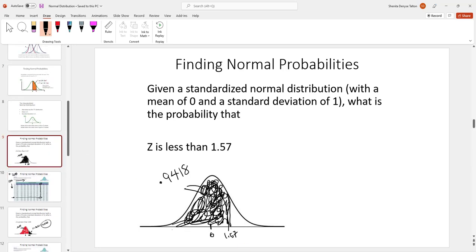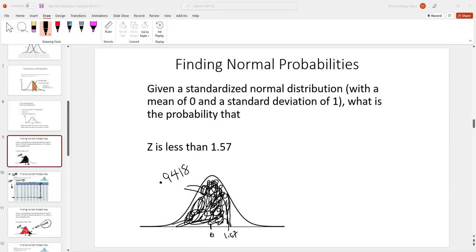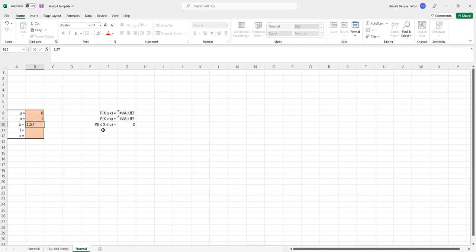Right? So I also have a template here, and it'll give you the same answers. In this one, you have to type in the mean and the standard deviation, and then this time we're looking for your X. You're going to type in an X value. It's the same thing as the Z value. In this case, we were looking at, was it 1.57 that we just did? Yes. So 1.57, I hit enter, and then we want less than. So this is the less than, and your answer is right next to it, and that's what we calculated.